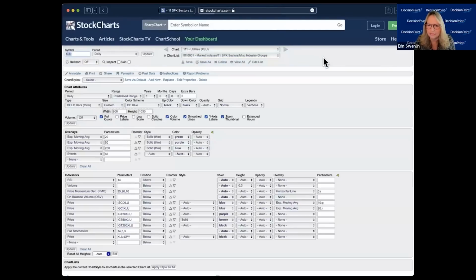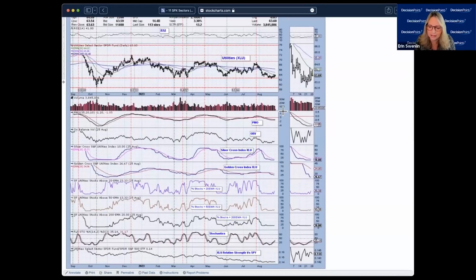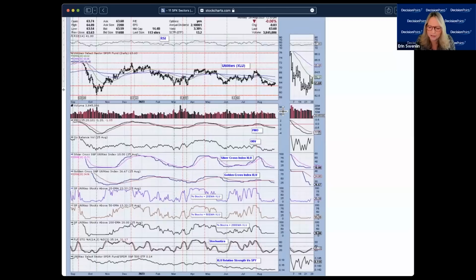And utilities. This is why I was talking to my subscribers about it. Notice how strong this level of support is. And it is down to that level. It has started to move back up. The PMO is starting to rise. This is really slow going. And utilities, not that exciting as far as a group to be investing in. But if this is where the strength is, this is where the strength is.